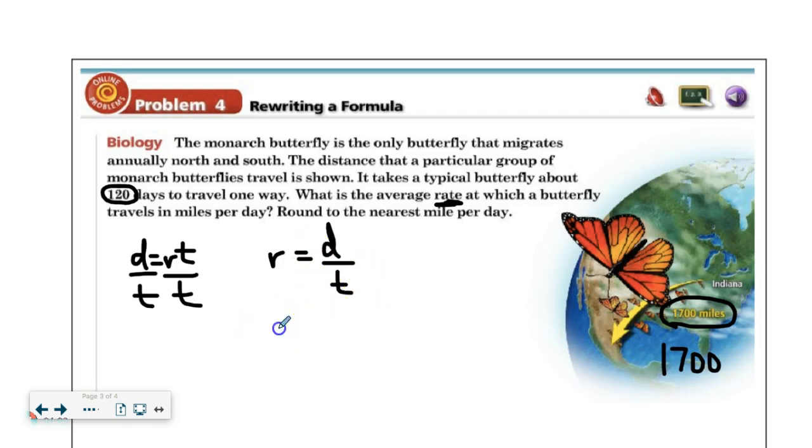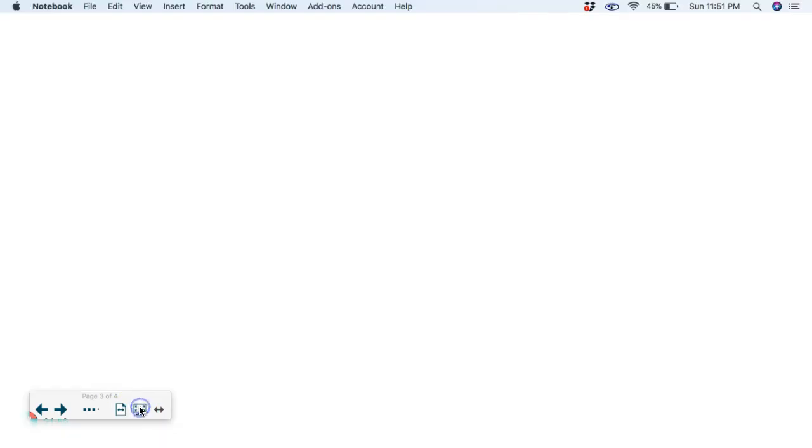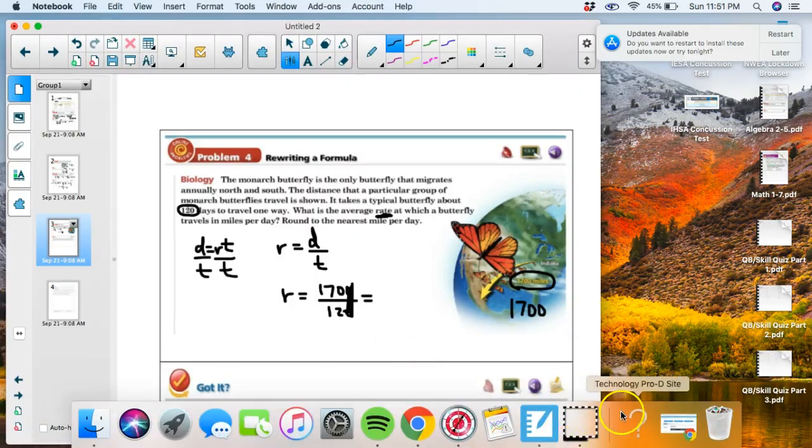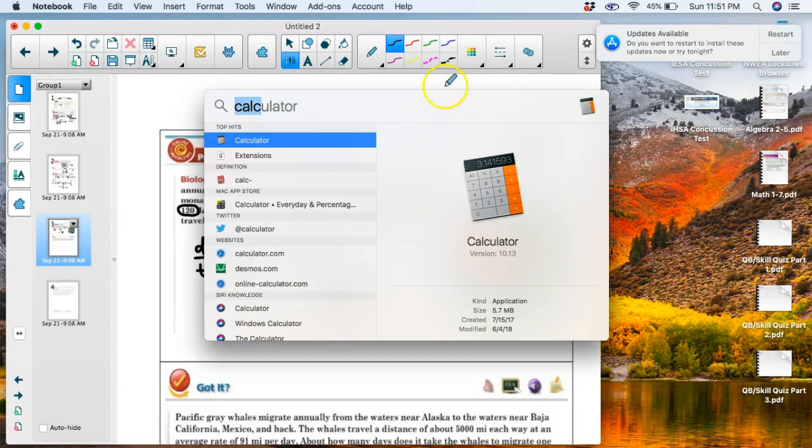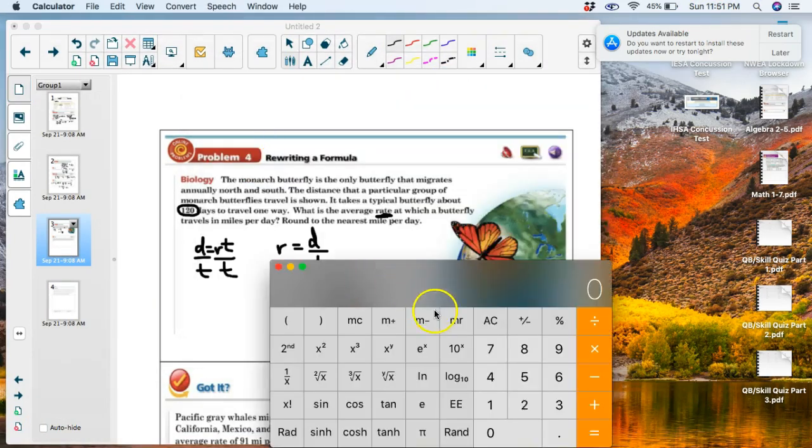So I'm going to substitute the values that are given. 1,700 is the distance. That goes in for D. 120 is the time. That goes in for T. And I'm going to solve that. There's my zero rule. Those are going to cancel. I think it's 15. Let me calculate that. Where did my calculator go? 170 divided by 12.